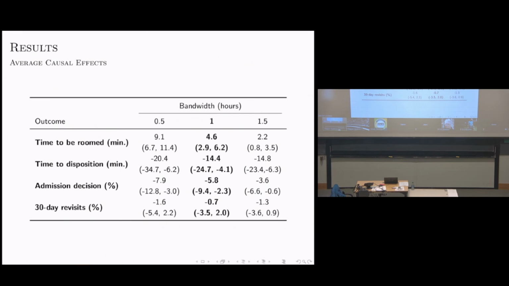Do you have some assessment of the transfer of the severe group and not severe group? Yeah, very good. That leads perfectly into the next slide.